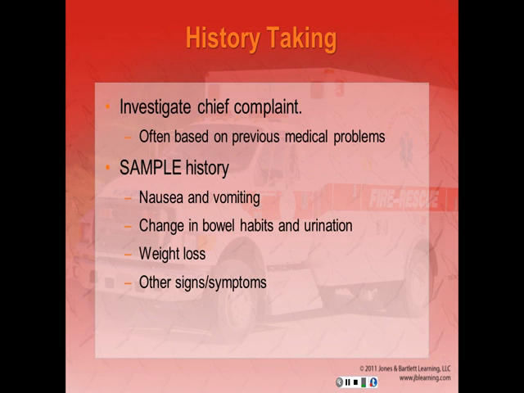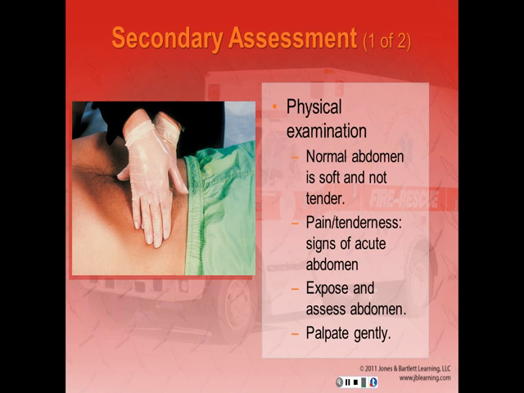Take your history. Investigate your chief complaint and remember that this is often based on previous history or of chronic medical problems. Consists of subjective and objective observations. The SAMPLE history addresses the following areas such as nausea and vomiting, bowel habit changes, urination, weight loss, belching or flatulence, pain, other signs and symptoms, and concurrent chest pain.